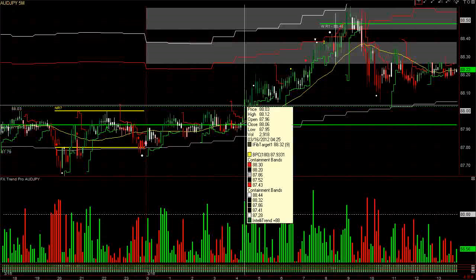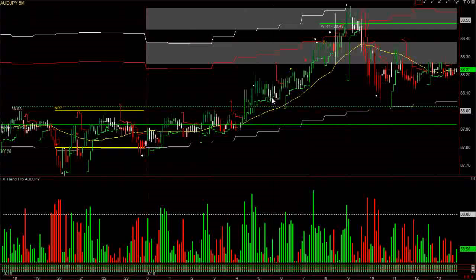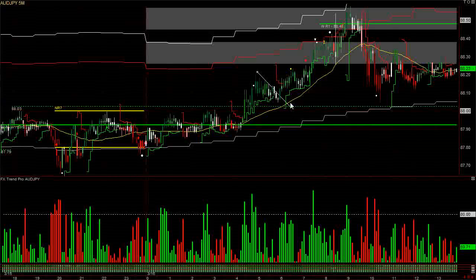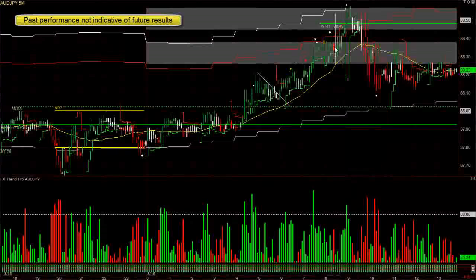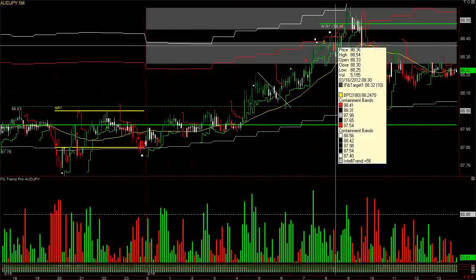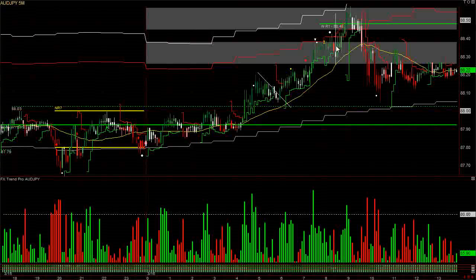So I probably would have bought right here, got out with the trailing stop, got hit. Unfortunately, had to jump right back in within 10 minutes. In the second trade, went from around 10. And I would have probably exited somewhere up here when it went sideways out around 36. So it went up 26 pips.